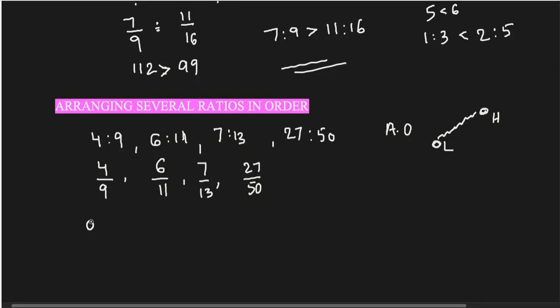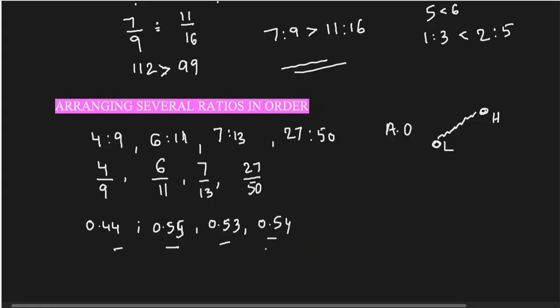4/9 is 0.4444, so 0.44. 6/11 is 0.5454, or 0.55 you can write. This is 0.53 and this is 0.54. This is 0.4 something, so you can write 0.55. So which one is the biggest one? This is the biggest, then this, and then this one is the last.